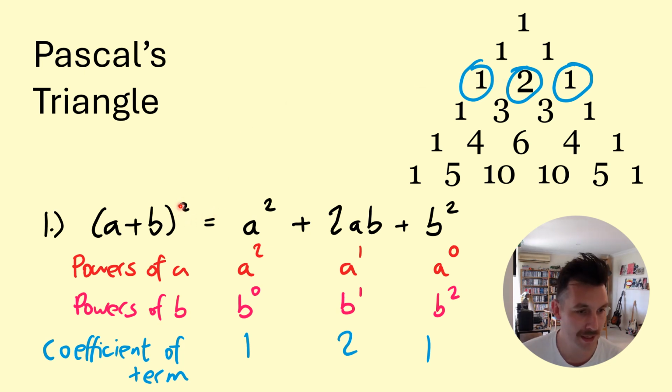So we've got a plus b squared. That 2 is going to give us our descending powers of a, also our descending or ascending powers of b if you go in the other way. But it's also going to point us to row 2 in Pascal's triangle and give us each of the coefficients that we need to expand that particular expression.